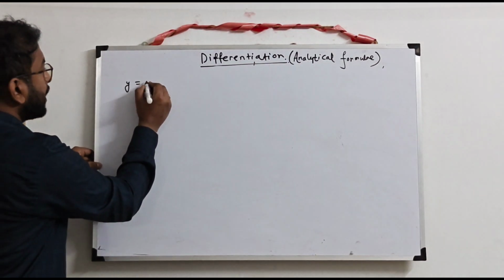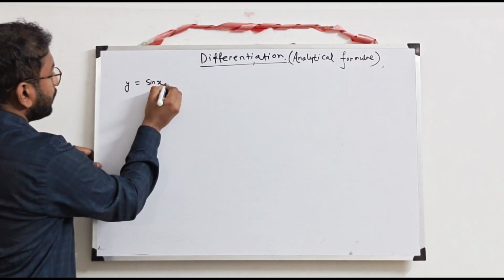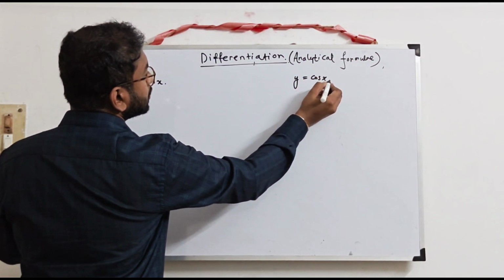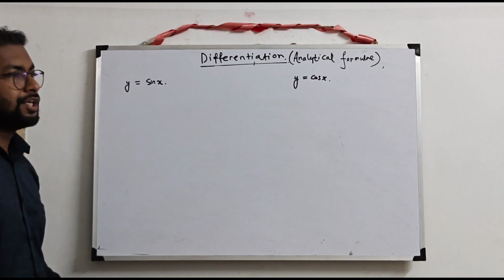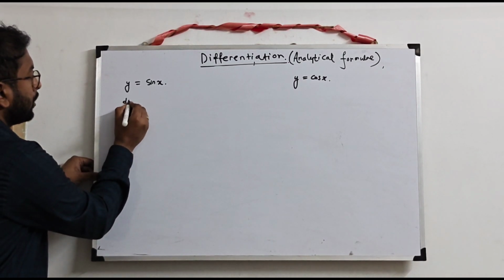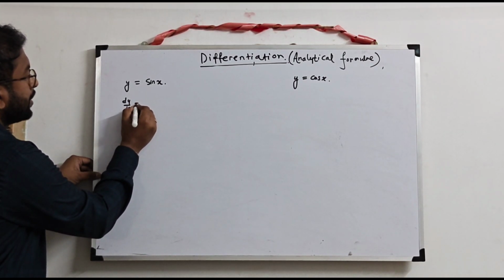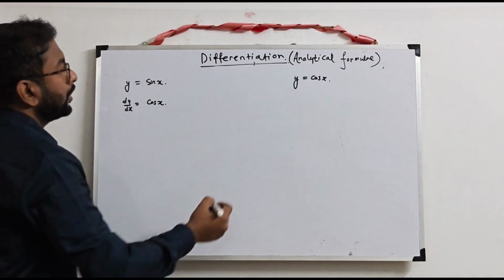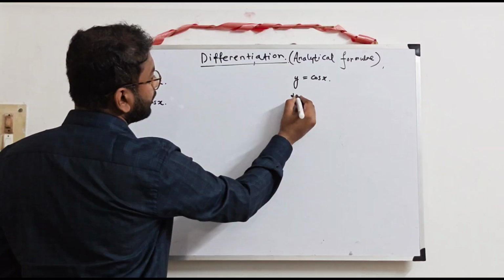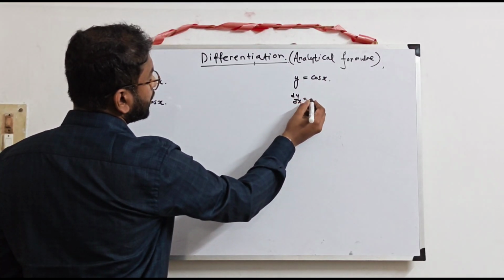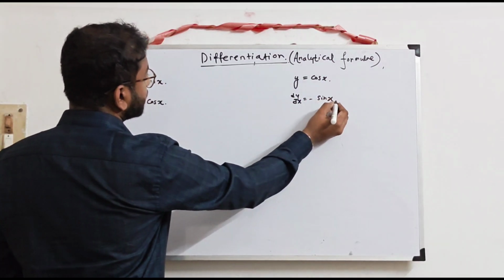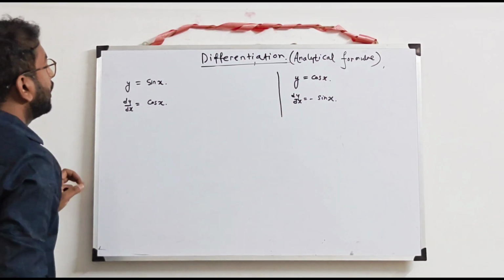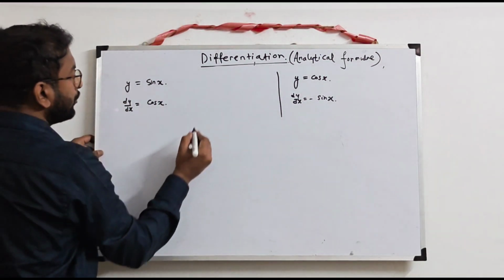Now y equal to sin x and y equal to cos x. When the function is y equal to sin x, the value of dy/dx is going to be cos x. When y equal to cos x, then the value of dy/dx is minus sin x. Let's understand the first function. The second function, you can do by yourself. Let's draw this graph, y equal to sin x. The graph will look like this.